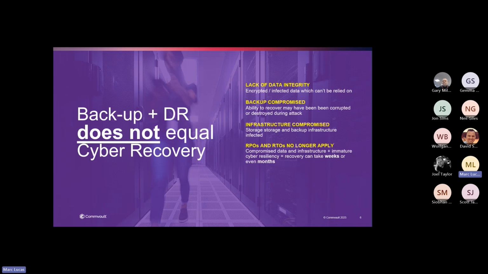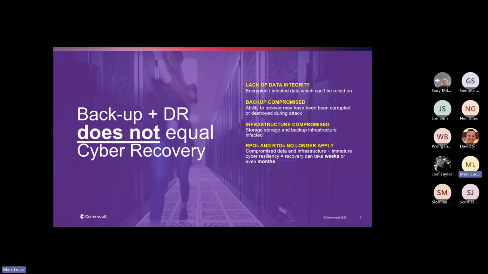Because backup and DR were designed, the principles of them, well before the whole cyber security threat and ransomware attacks, and it's not getting any better, it's getting worse. So with backup and DR, it's not going to give you clean data that you can trust. It could be that the backup infrastructure has been destroyed, because a lot of these ransomware attacks target the backup now. If they've been hit by a really bad attack, it's not just the data that's compromised, it's also their infrastructure as well.